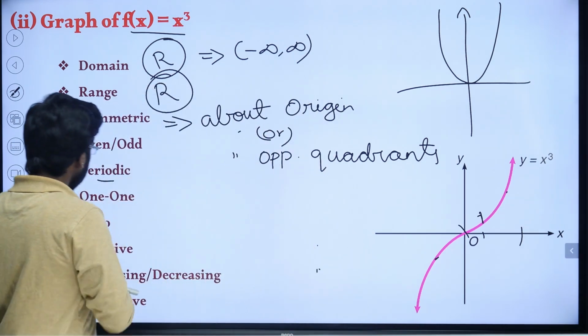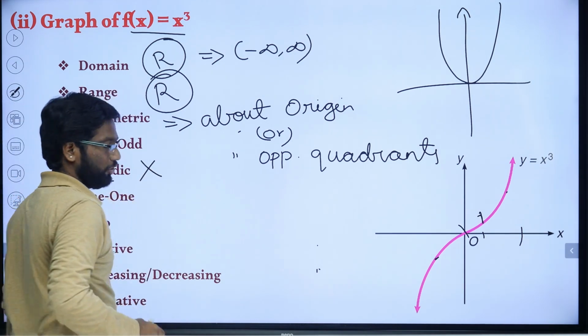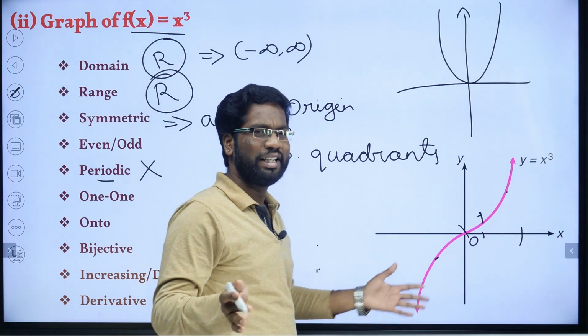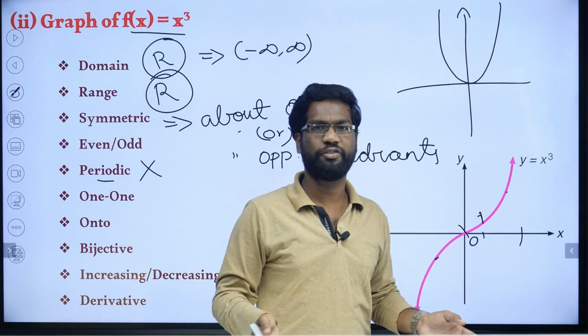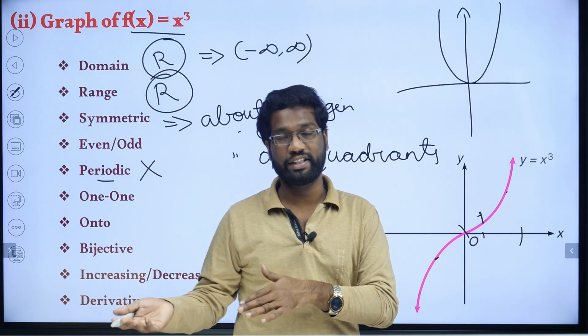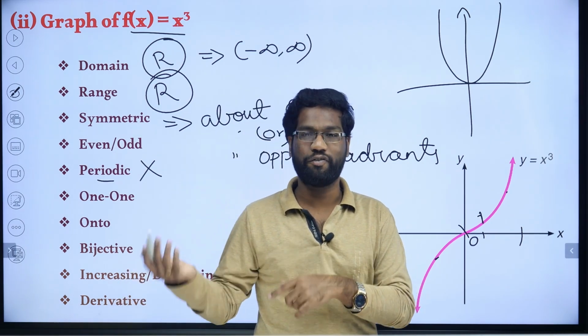Okay, so it is not periodic, my dear students. So I left the even odd function. In the last lectures I explained in depth what is an even function and an odd function. Even function means f of minus x is equal to f of x. For an odd function, f of minus x is equal to minus f of x.